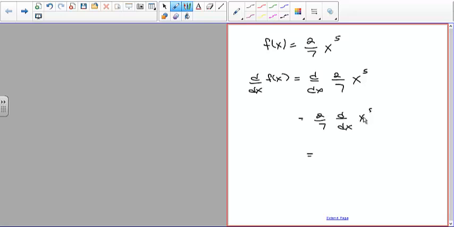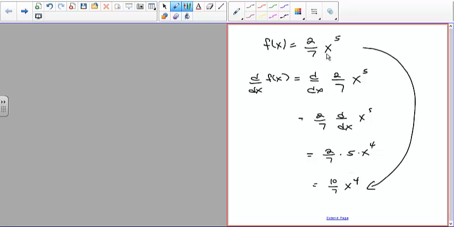So this is x to the n. The derivative of x to the n is n times x to the n minus 1. And then you just simplify the two constants that are multiplied together. So you get 10/7 x to the 4th. Now you can go straight here if you wanted to: 5 times 2 is 10, divide by 7, reduce the exponent by 1.